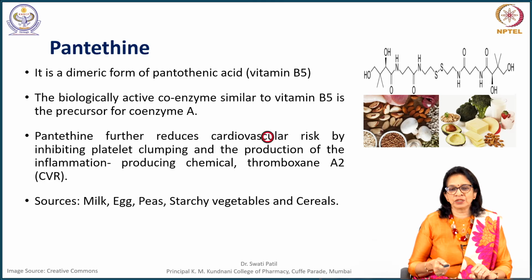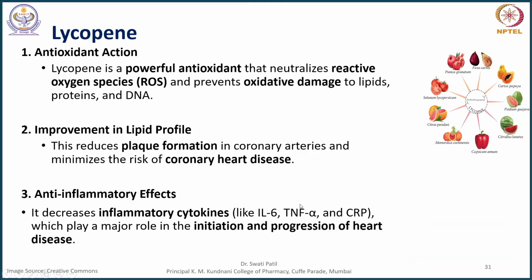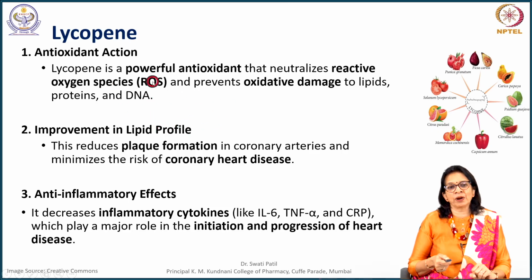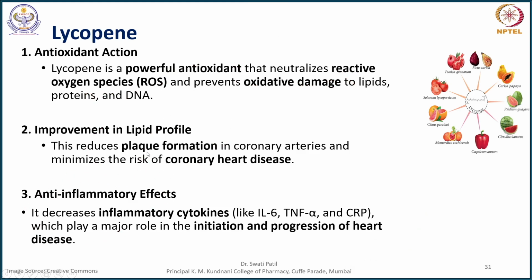Pantethine, which is now finding large use in cardiovascular protection, reduces cardiovascular risk by inhibiting platelet clumping and the production of inflammation-producing chemicals. This is found in milk, egg, peas, starchy vegetables and cereals. Lycopene, which we saw earlier also, is a powerful antioxidant and it neutralizes reactive oxygen species, thus preventing oxidative damage, helps in improvement of lipid profile, and also acts as an anti-inflammatory.